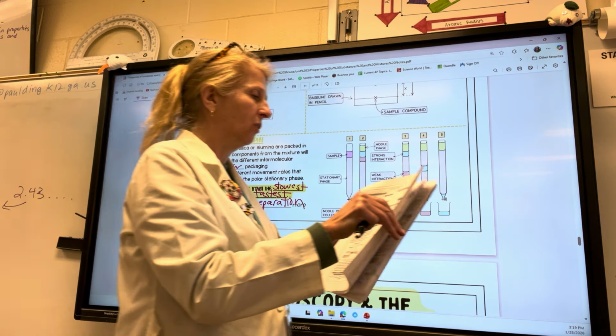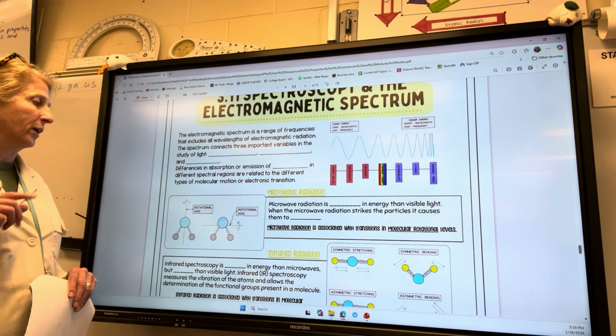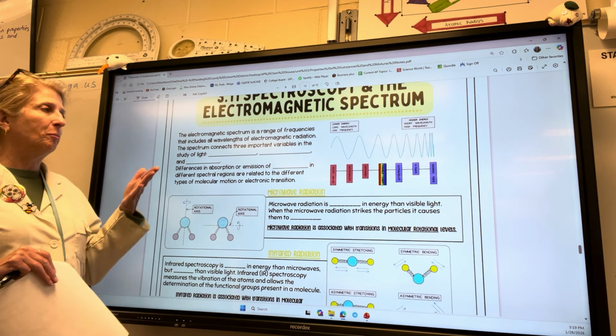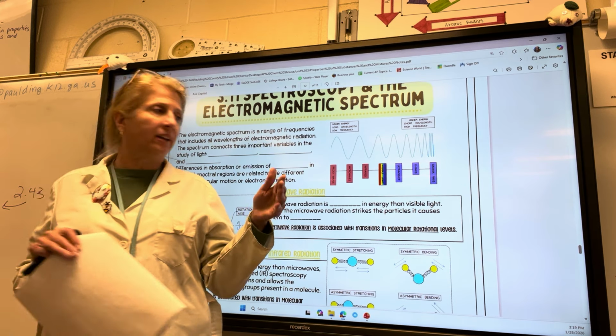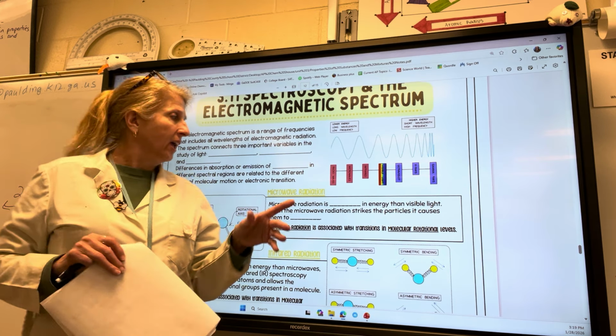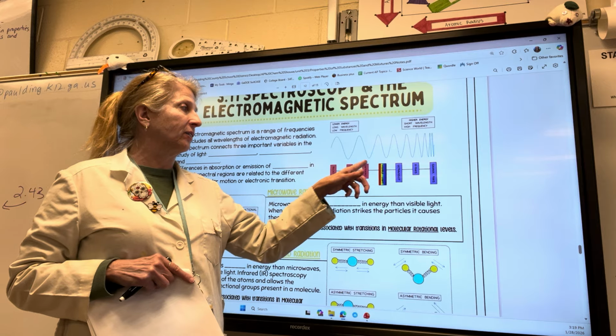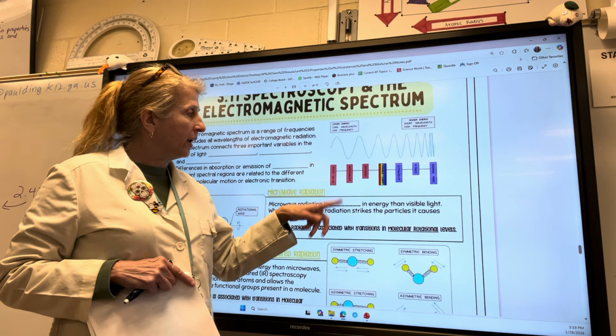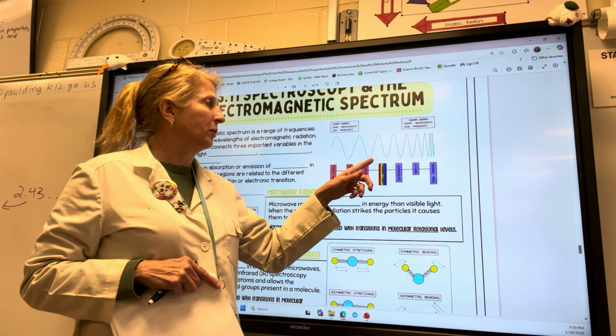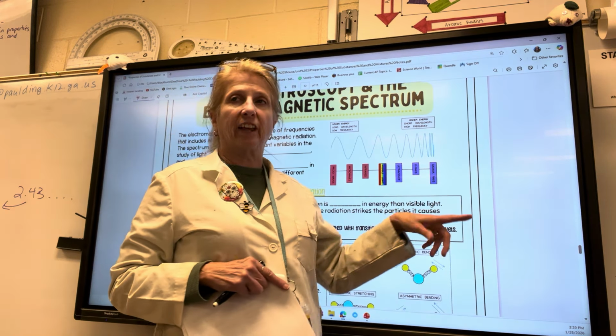All right, spectroscopy and the electromagnetic spectrum. This is another one you already learned in honors, so I'm going to talk about it real quick, and then we're going to stop. So the electromagnetic spectrum is light, but it's not just visible light, it's all of them. The whole spectrum: radio, microwave, and how I remember is Ronald McDonald is very ugly, extra gross. Radio waves, microwaves, infrared, visible light, ultraviolet, X-rays, gamma rays.